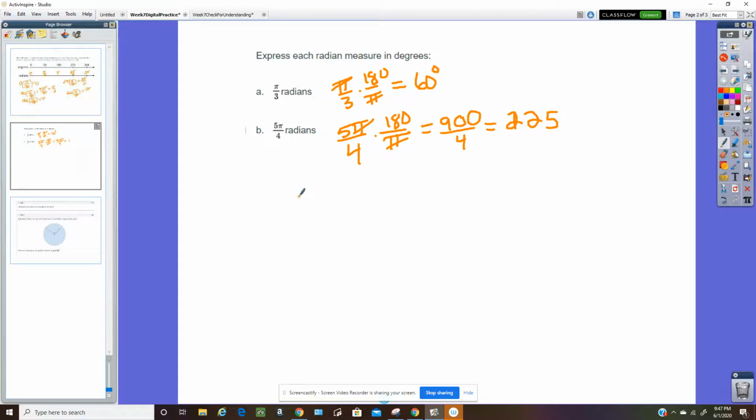Or a second way you can change radians to degrees. Wherever there's a pi, you put 180. And then 180 divided by 4 is 45, so 5 times 45. Still 225.